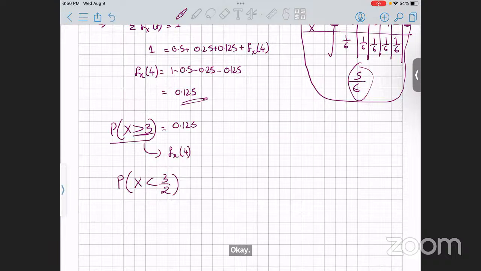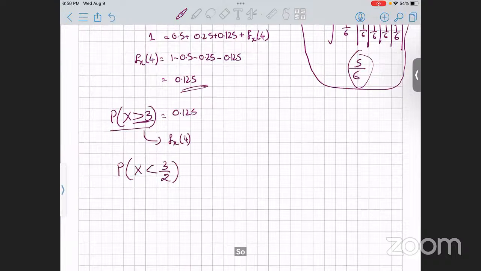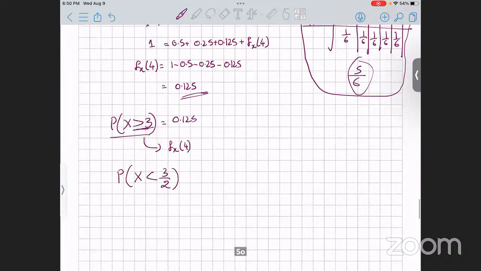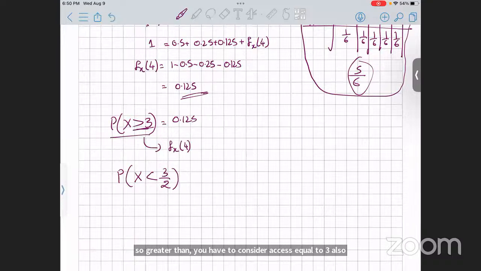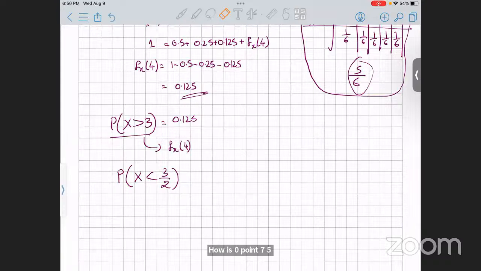Is it 0.5? No. Okay, so x greater than or equal to 3 means you have to consider x equal to 3 also, right? Not just x equal to 3, I start from there. Sir, yeah, 0.75. This is not just equal to.